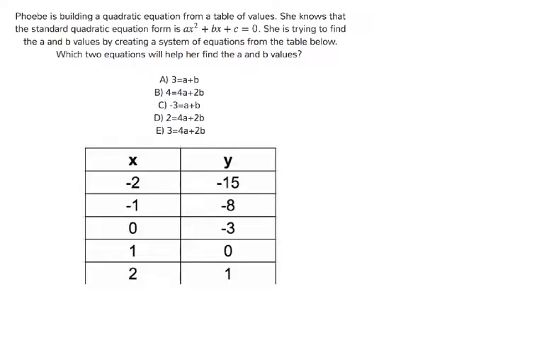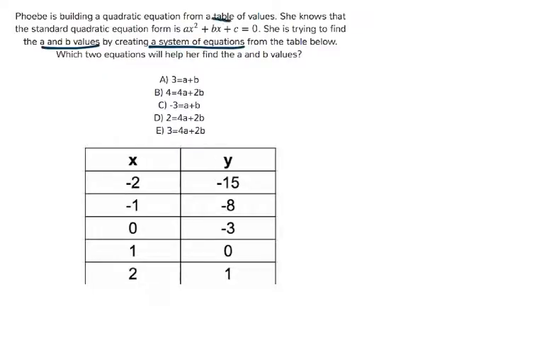Alright, this question says, Phoebe is building a quadratic equation from a table of values. She knows that the standard quadratic equation form is ax squared plus bx plus c equals 0. She is trying to find the a and b values by creating a system of equations from the table below. Which two equations will help her find the a and b values?